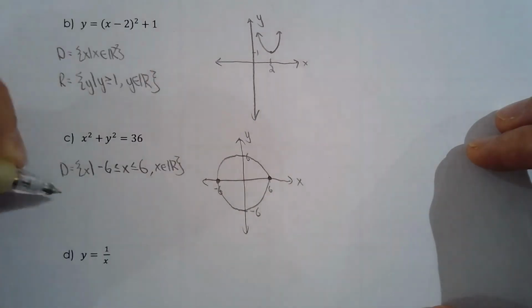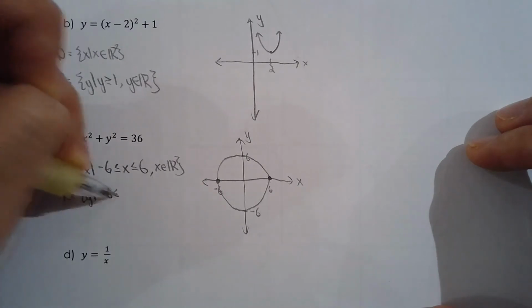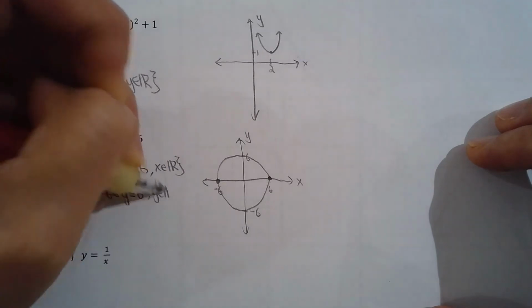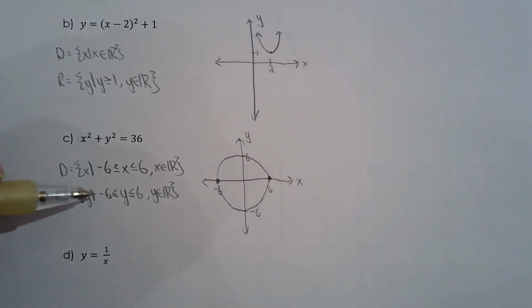So y is exactly the same. It's greater than or equal to -6, but less than or equal to 6 at the same time. So if that's the case, that means it's any number from -6 to 6.